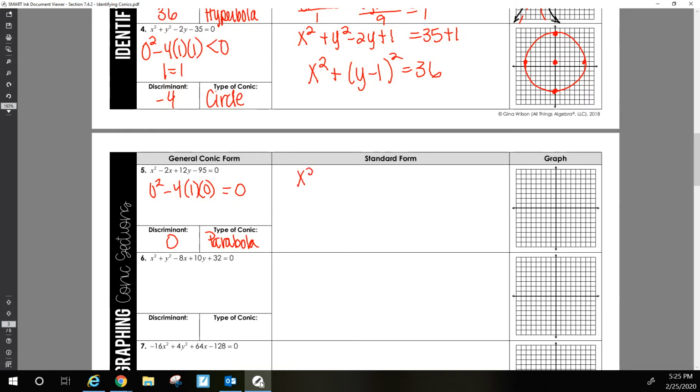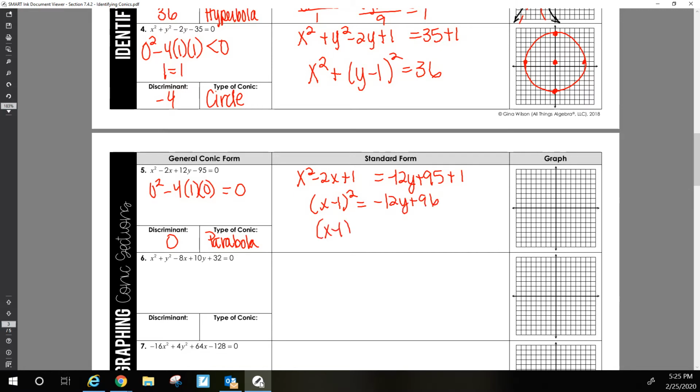So I've got x squared minus 2x, save room to complete the square, boot the 12y and the 95 to the curb. Completing the square, negative 2 divided by 2 is negative 1, and 1 squared is 1. We're going to add 1 to both sides. I get x minus 1 squared is equal to negative 12y plus 96.